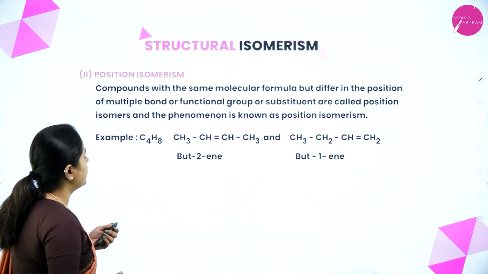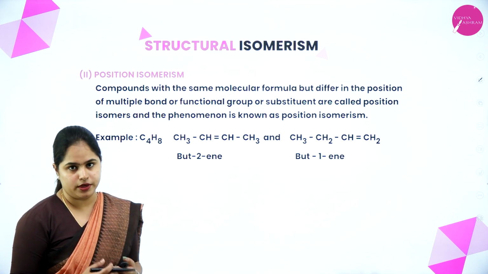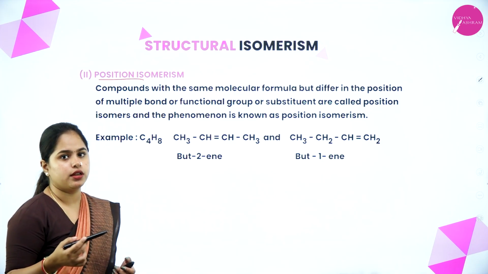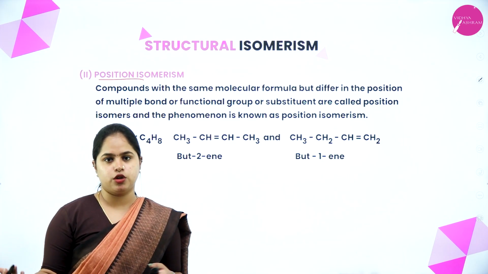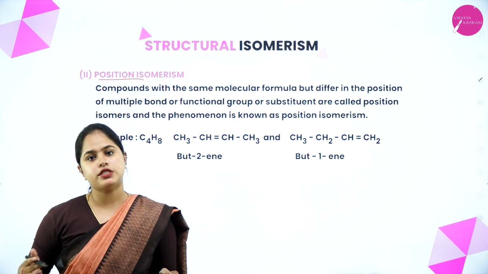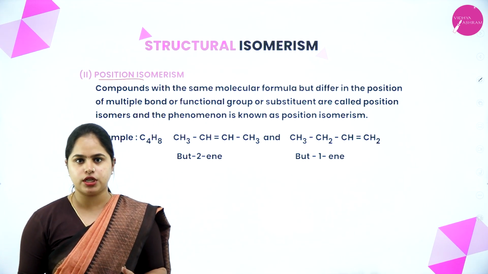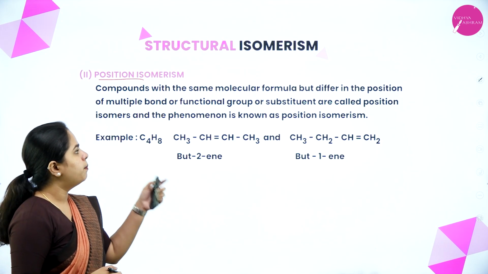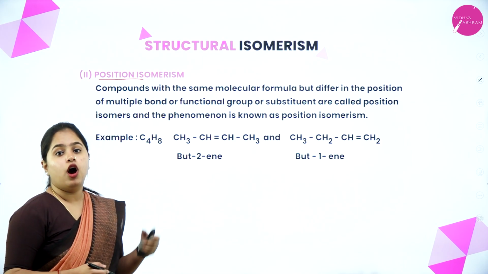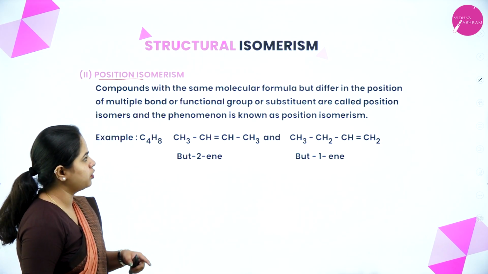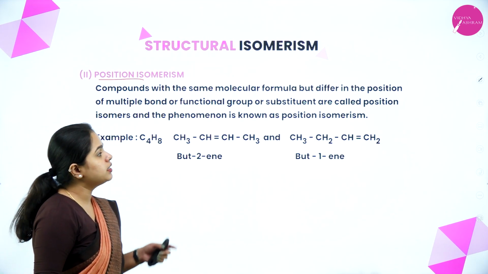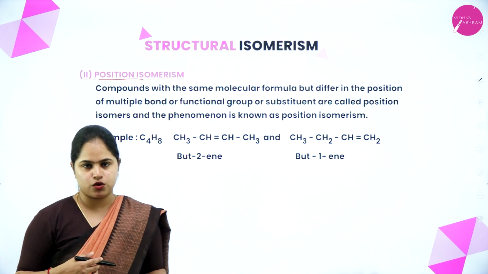Right, moving on to the next one, that is position isomerism. Right, so from the name itself you can say position. The position of the functional group or position of the substituent, when it changes, you get the position isomers. Let's see, the compounds with the same molecular formula but differ in the position of multiple bonds or functional group or substituents are called position isomers, and this phenomena is called as position isomerism.